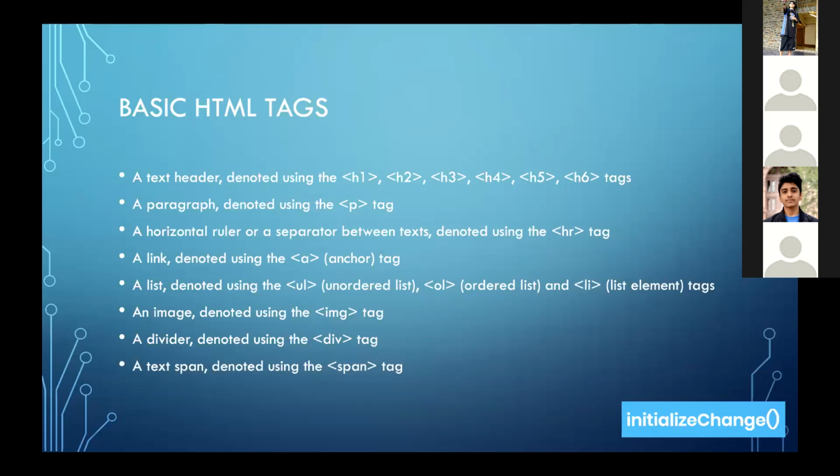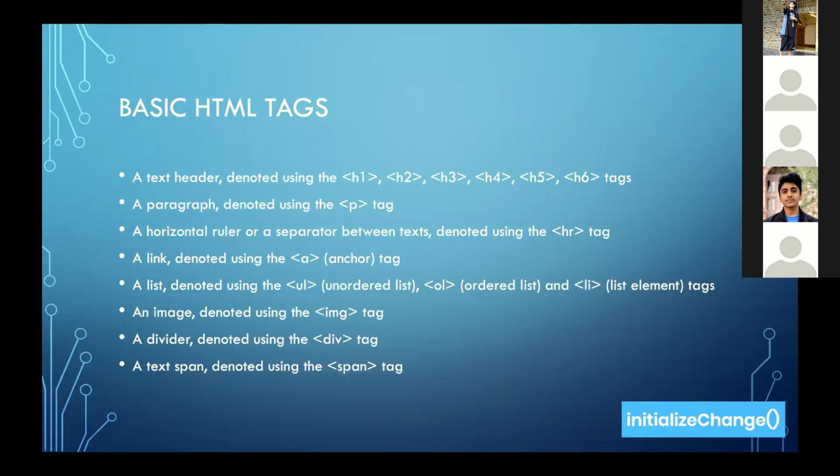Additionally, there's also a P tag for a paragraph. So you can have a gigantic piece of text, and it'll enclose it inside of a paragraph, and that's also an opening and closing tag. For the horizontal ruler or separator, you can use that to separate individual texts. For the link, you can use an anchor tag, which can be used for getting a hyperlink and putting it onto your website. We'll discuss more about that in the next slide or so. Same with the list and image.